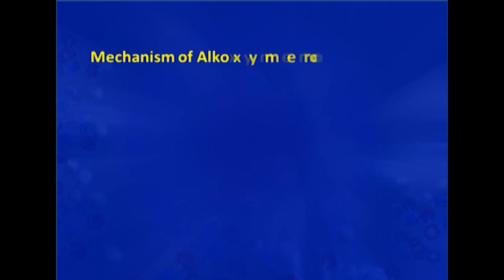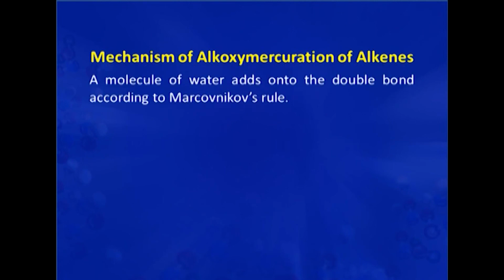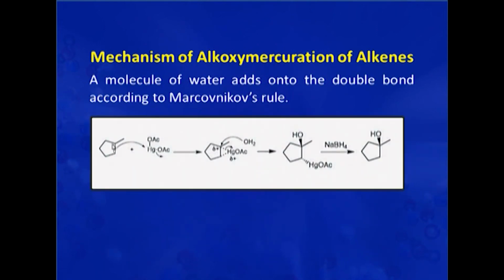The mechanism of alkoxymercuration in case of alkenes. If you remember, if we react an alkene with mercuric acetate in presence of water, then the product formed is an alcohol. Here this is a carbon-carbon double bond. First a mercurinium ion is formed, followed by the attack of the weak nucleophile water, followed by the reaction with sodium borohydride to form this alcohol.